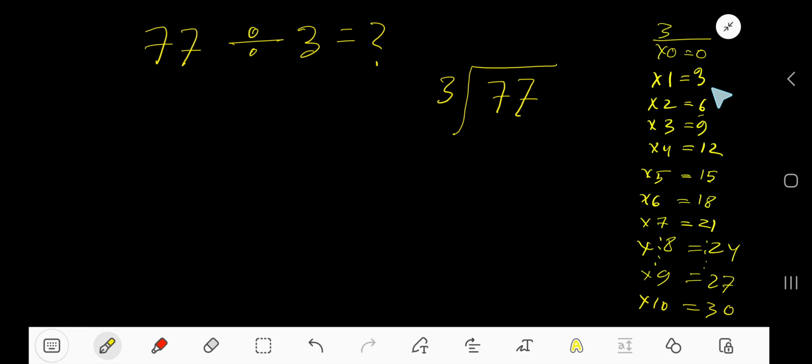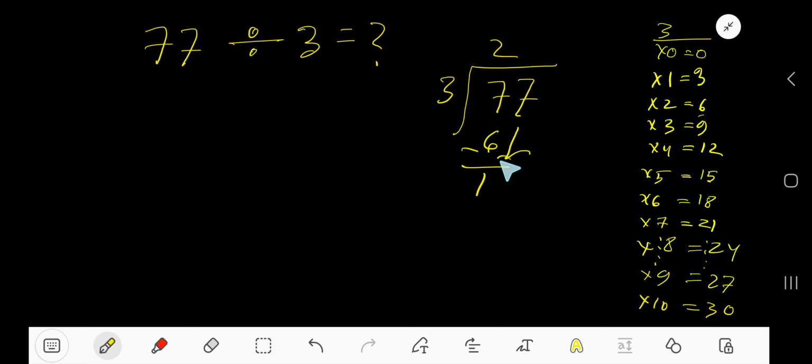0 plus 3 is 3, 3 plus 3 is 6, 6 plus 3 is 9, 9 plus 3 is 12, 12 plus 3 is 15, 15 plus 3 is 18, 18 plus 3 is 21. This process will continue. 3 goes into 7 how many times? 3 times 3 is 9, which is too big, so 2 times. 2 times 3 is 6.